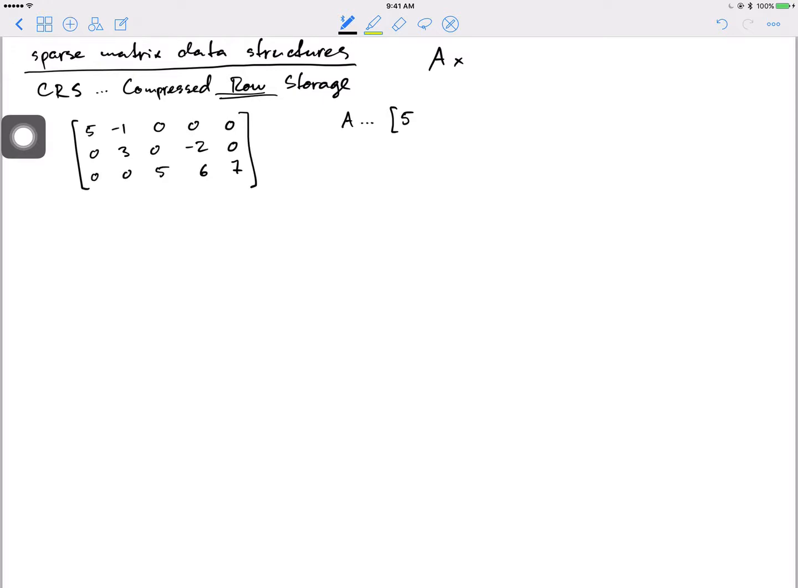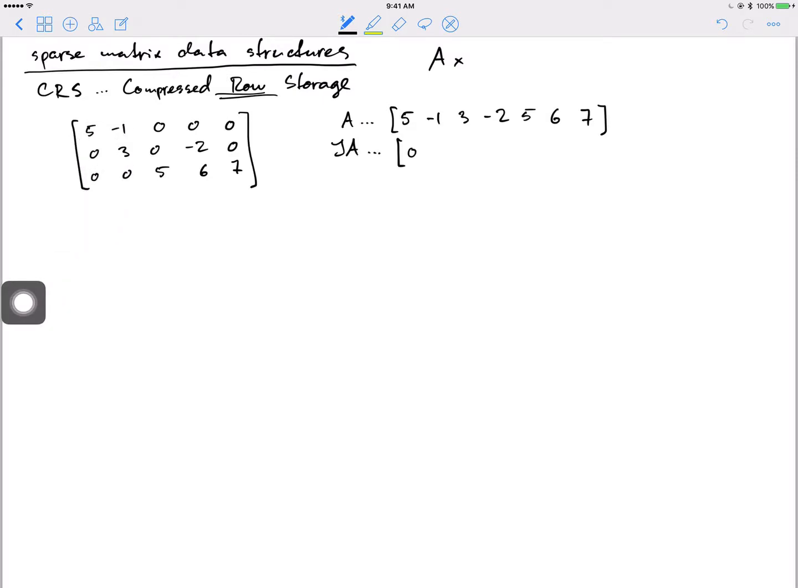So I go by rows and I see 5, minus 1, 3, minus 2. So I just jot it down: 5, minus 1, 3, minus 2, and then 5, 6, 7, right? That's where the compression happened. I just discarded all the zeros. Then you need another buffer, because now you also discarded the information about in what column these values were. So you need another buffer, which is sometimes called JA. And for each of the elements, you store the column index. The rows we will deal with in a moment. For now, we will just store the column indices.